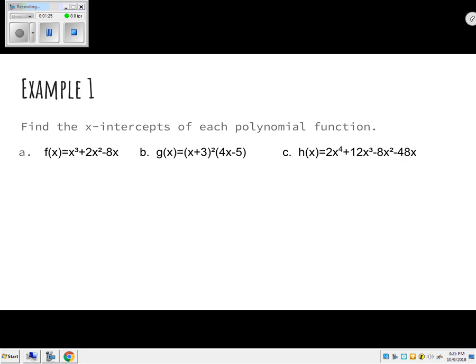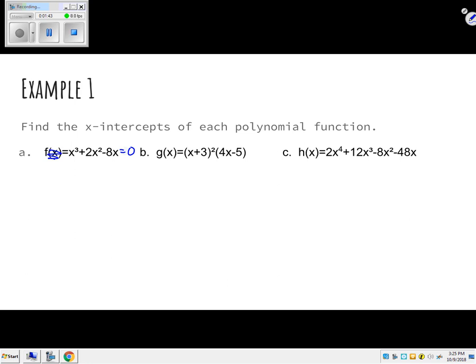So let's try these together. I want to find the x-intercepts of each polynomial function. So first thing I want to do is set it equal to 0. If you need to mark out the f of x, go for it. You don't really need that in order to solve this.